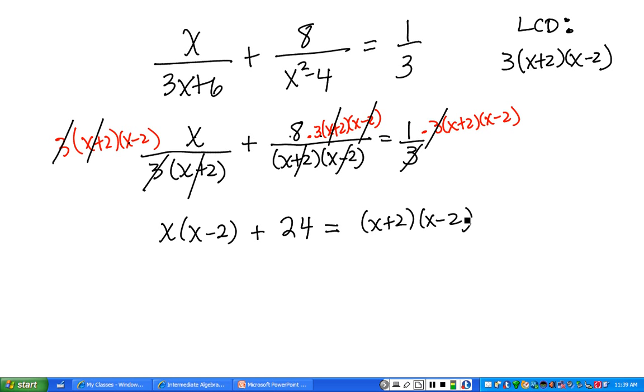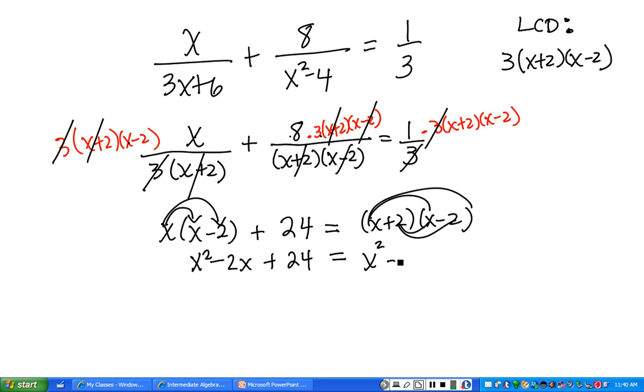Let's multiply all of this out. X times x is x squared. X times negative 2 is minus 2x, plus 24 equals, now if you multiply all of this out by foiling, you should recognize that this is a difference of squares and the middles will cancel out once you foil. So you eventually get x squared minus 4 on this end.